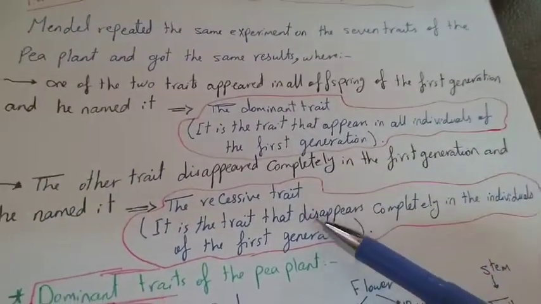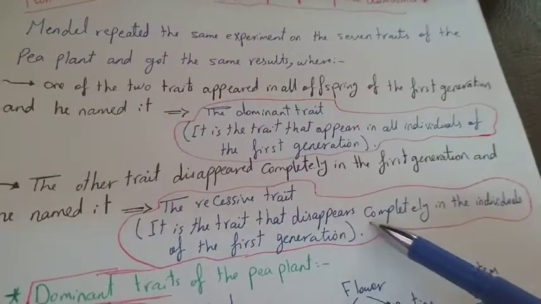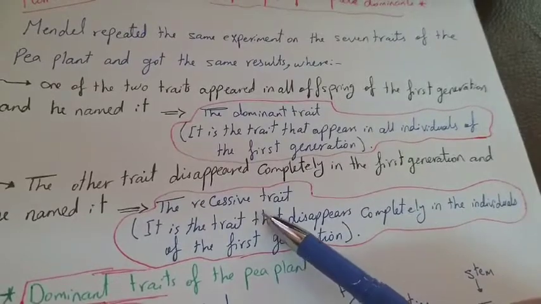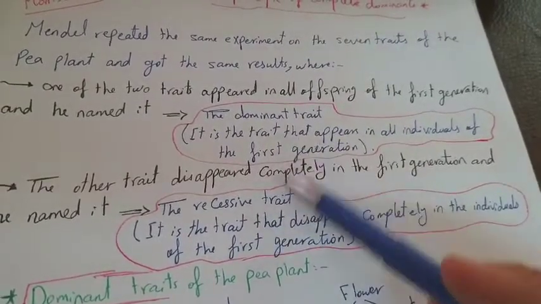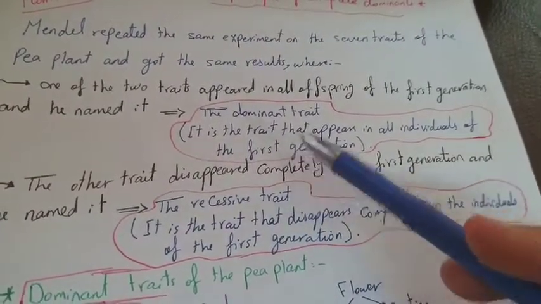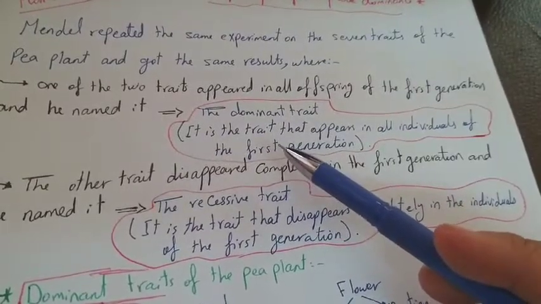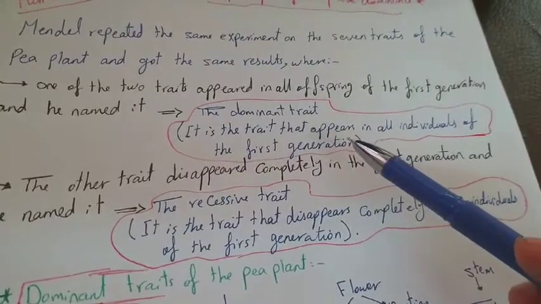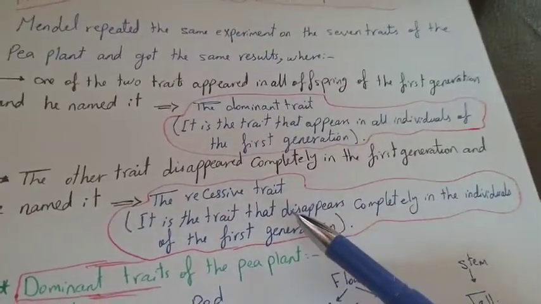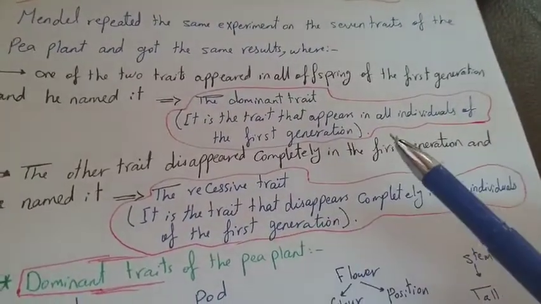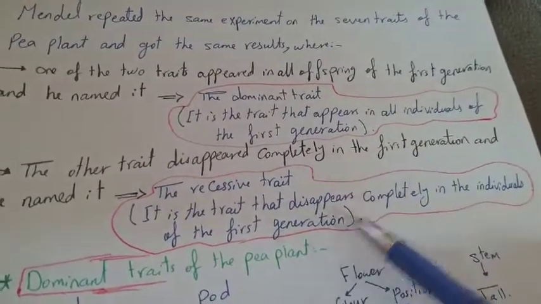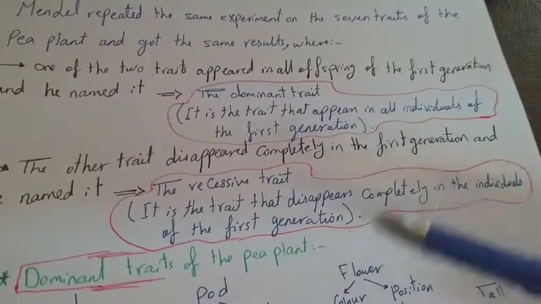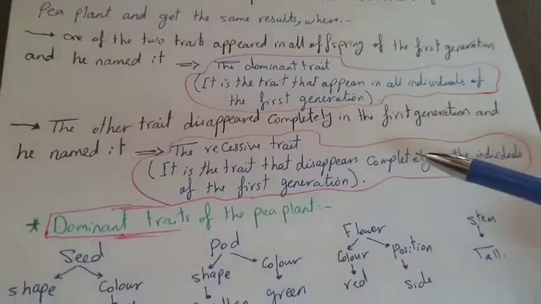And the other trait that disappears completely in the individuals of the first generation is called the recessive trait. So we have 2 traits. One of them is called dominant, meaning the trait that appears in all individuals of the first generation. But the recessive disappears completely, like the green color of the seed that disappears in all individuals of the first generation and starts to appear in the second generation.